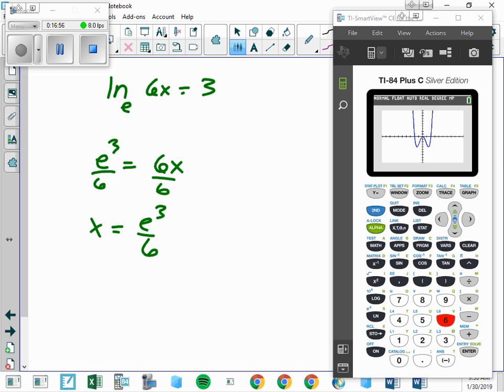Now, do I have to worry about plugging this back in? Yes, because the original problem had logarithms. So, if I plug in e to the third over 6, do I create negative or 0 inside a logarithm? No, e to the third is a positive number, so it totally works. The answer is A.